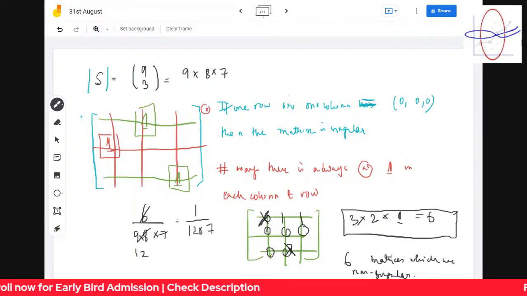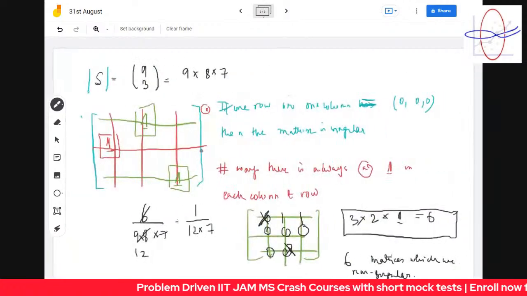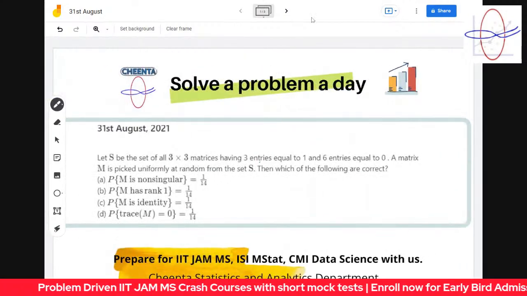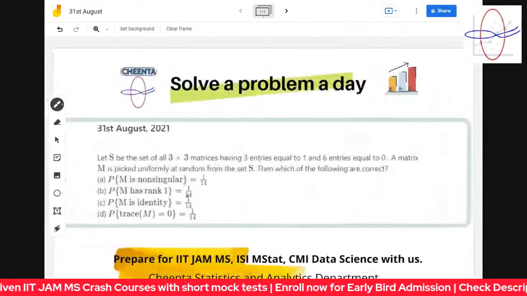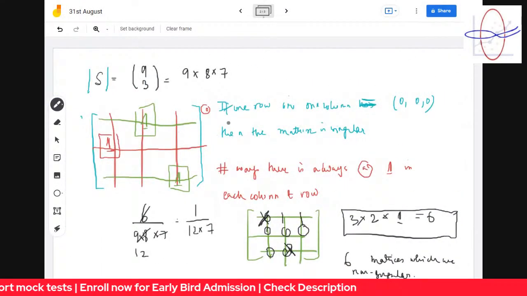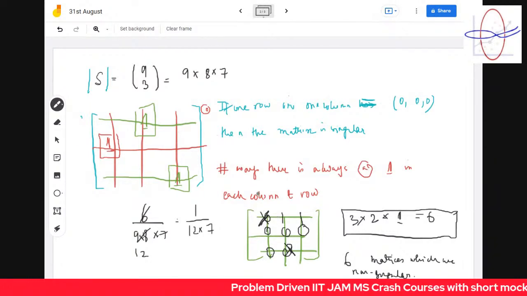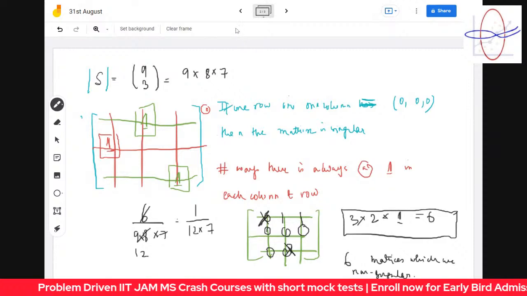I hope I have done it correctly. So it's 1 by this, which is not the case over here. The probability that M is non-singular is coming out to be 6 by 72. Sorry, 1 by 72, and here it's 6 by 72. So I think I have done it correctly. I'm most probably sure of it because I often make calculation mistakes. So there are six such choices, and that's it. If you have any other method of doing it, please let us know.